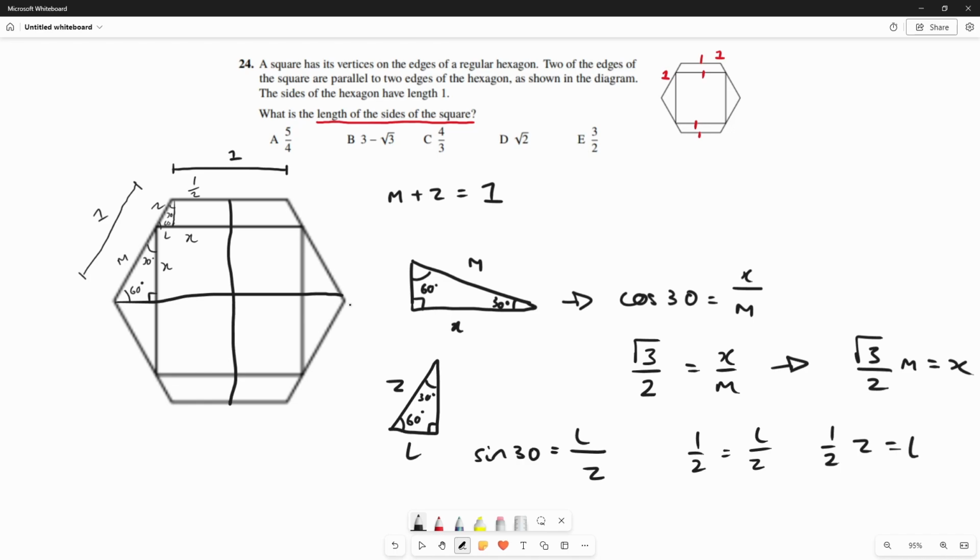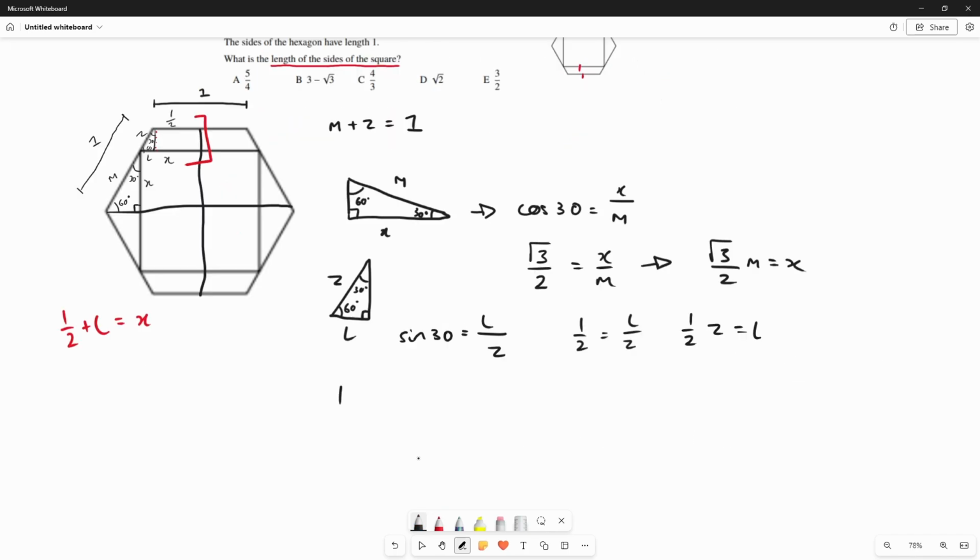If we look back at the hexagon, we'll look at this section over here. We can find out x in terms of L and this half. So if we add half and L, we get x. Let me write that here. Half plus L equals x. We can substitute this half Z equals L into this equation, and we'll get half plus half Z equals x. So now we have three equations we can use.